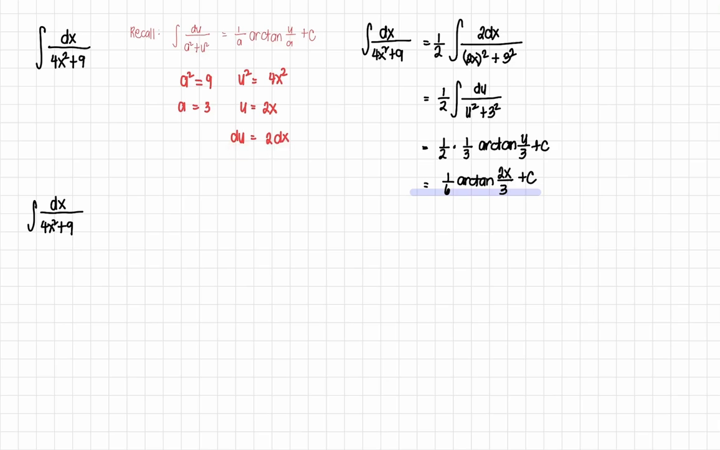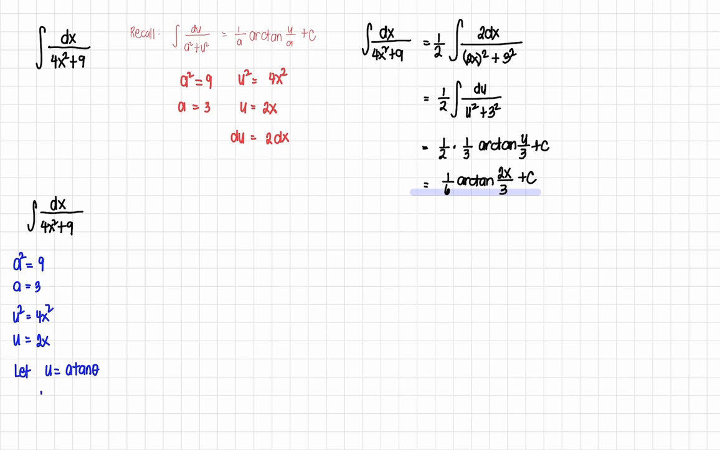Okay, so let's just write that here. Below, a squared is equal to 9, so a is equal to 3, and u squared is equal to 4x squared, so that u is equal to 2x. Because you saw that it follows a squared plus u squared, you recall what the pattern is. We let u equals a tangent theta. Let me just write the pattern first. We let u equals a tangent of theta.